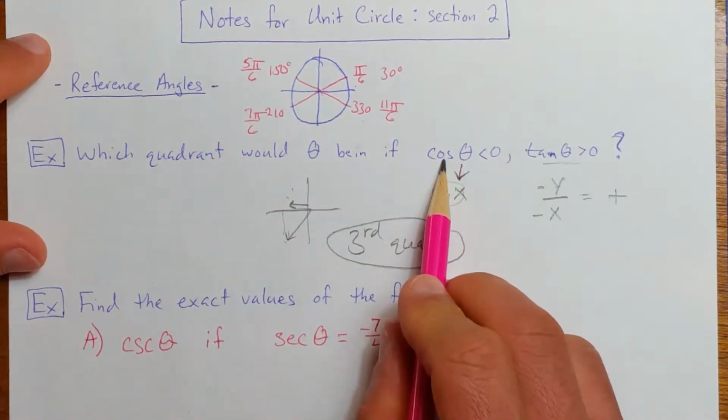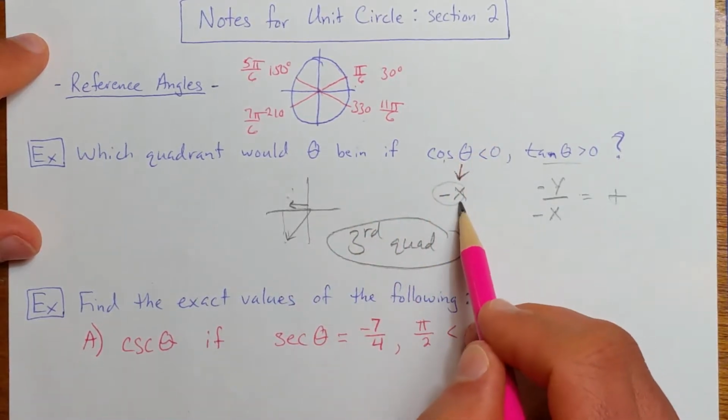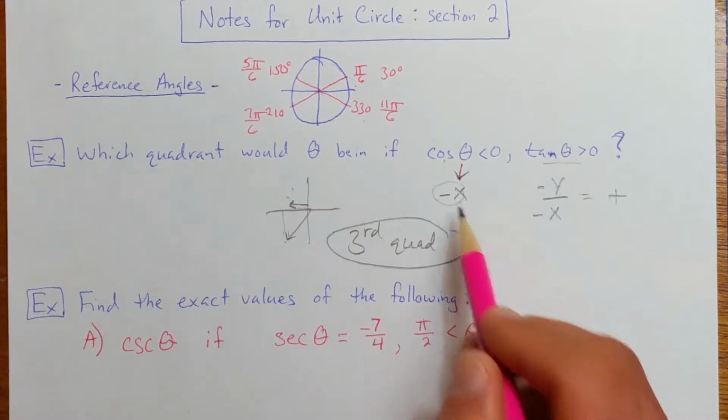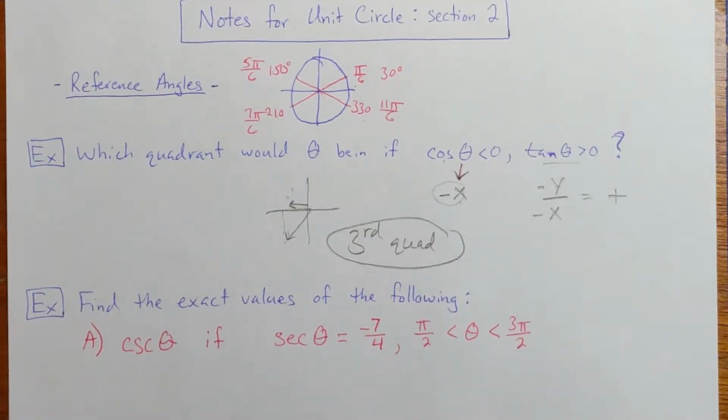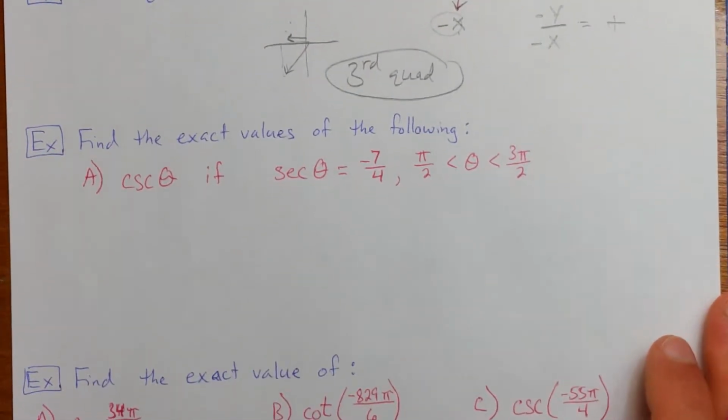So anytime they give you cosine, or secant for that matter, that's telling you something about the x value. If they give you sine or cosecant, that's telling you something about the y value. And if they give you tangent or cotangent, that means when you divide the two, you get a positive or negative number, which means either they're both positive, both negative, or one of each. So you have a few problems that are like that.